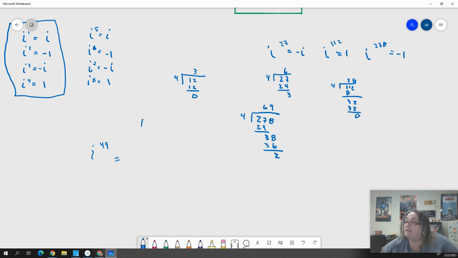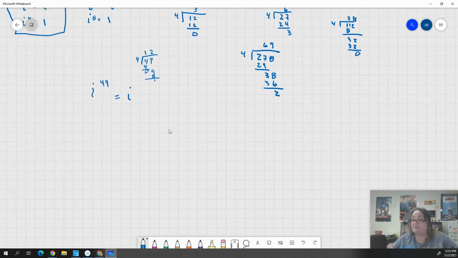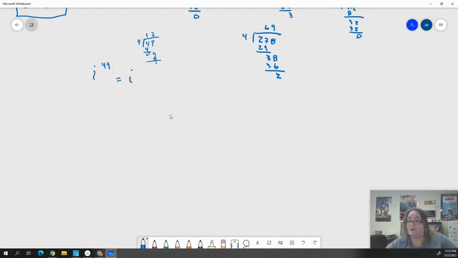So here we've got 49. And if we divide that by 4, it goes into 4 one time, right? 1 times 4 is 4, subtract, 0. Bring down the 9. 4 goes into 9 2 times, which is 8. And we have a remainder of 1. So the i's have it. Excellent job. The only other thing we have to talk about is products.